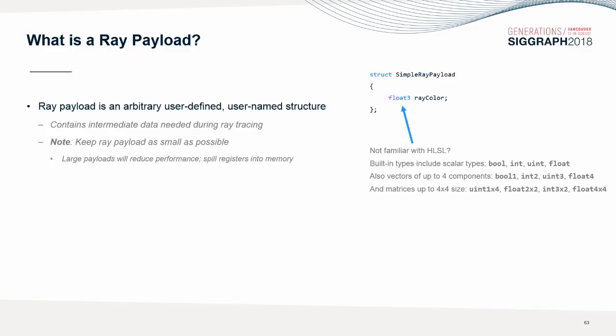One thing to note is you should keep this ray payload as small as possible, because if you make it large, things happen like you spill out of GPU registers into memory, and that will slow you down quite a bit.